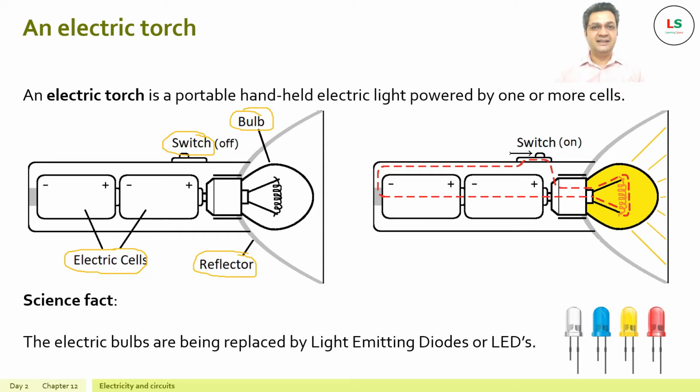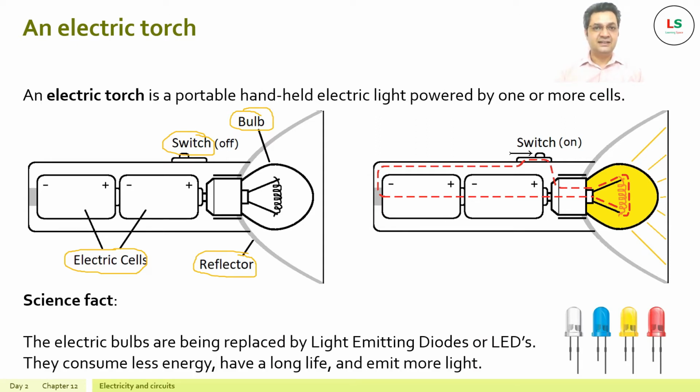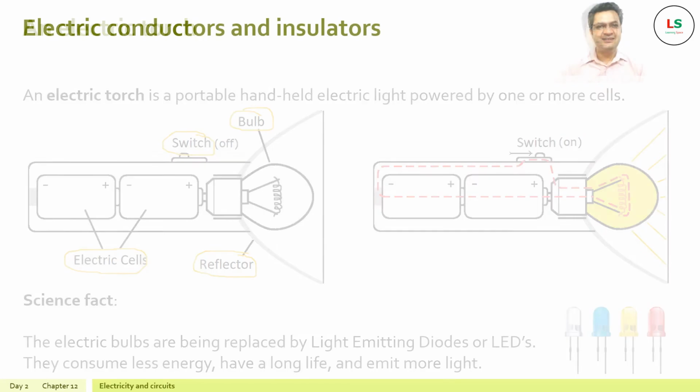Now a science fact. Electric bulbs are being replaced by light emitting diodes or LEDs. They consume less energy, have a long life, and emit more light.